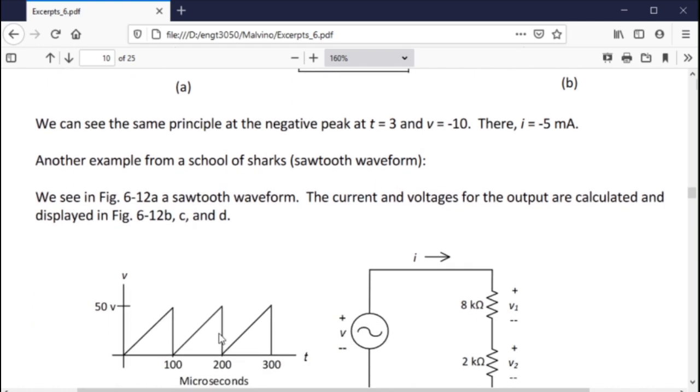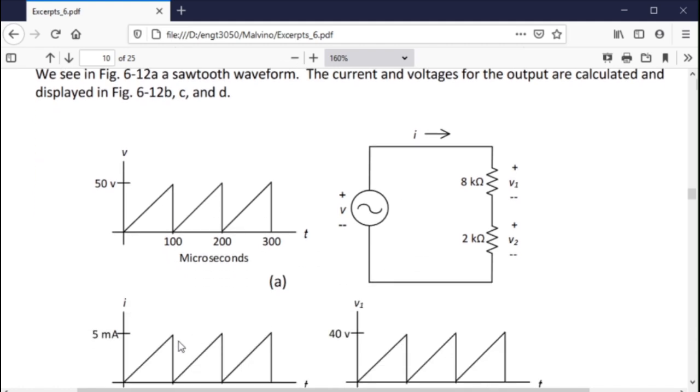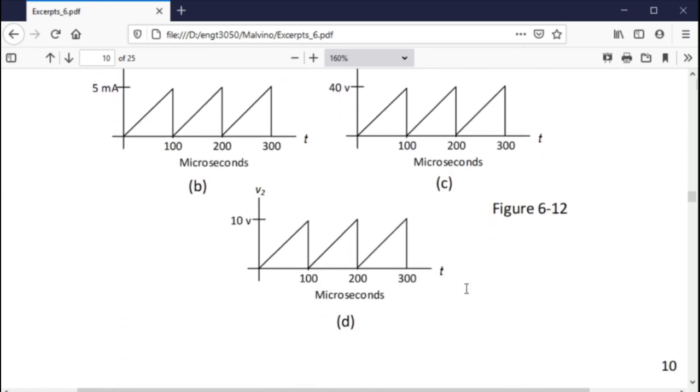For the sawtooth, we pick the 50 volts, and we calculate the current based on the 50, and we say, okay, I've got 5 milliamps at the peak, and through V1 I've got 8K, so I've got 40 volts, and through V2 for the 2K I've got 10 volts. So I basically, and these two had better add up to that, and they do.